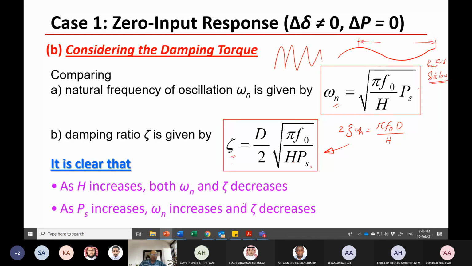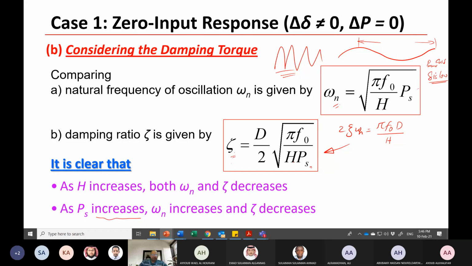Here you have zeta, the damping. And when you have BS small, then you have this again. When you consider BS increasing, that means zeta is decreasing. So this is the case. If you have any question.